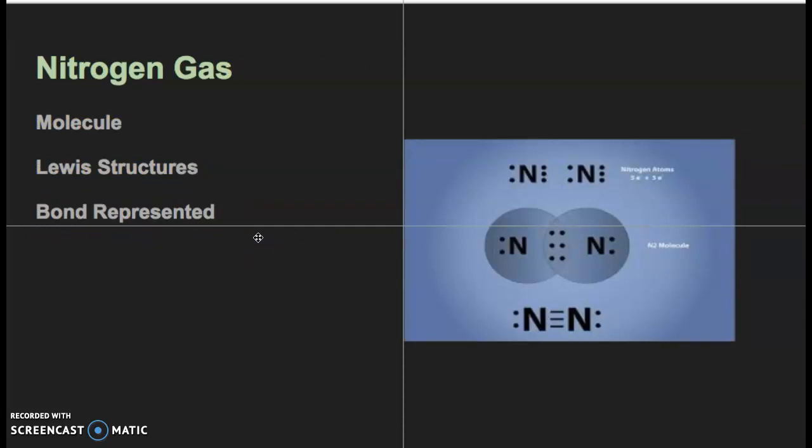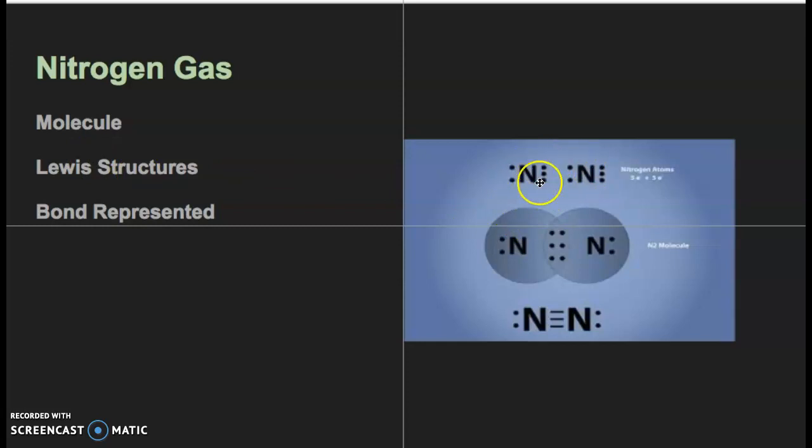Nitrogen, we should know, has 5 valence electrons. So it needs, by the periodic table, it has 5. So it needs 3 more. So oftentimes it'll join with another nitrogen atom and form nitrogen gas to form that molecule. The Lewis structure is right here for these.